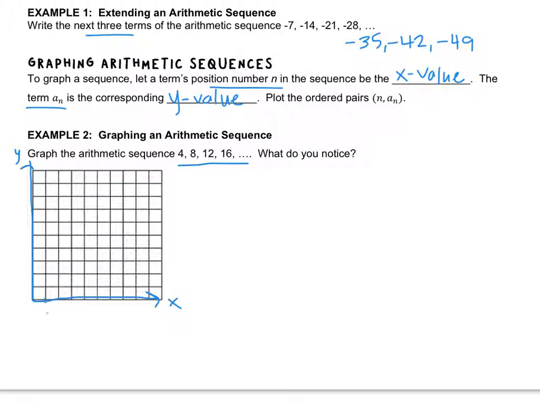So term 1 is 4. So I can go by 4s, right? 4, 8, 12. Okay. So term number 1 is 4. Term number 2 is 8. Term number 3 is 12, 16. And then the question is, what do you notice? Tell me something that you notice. You might have noticed a bunch of things, but the main thing that you should notice is that when you plot these dots, they make a line.